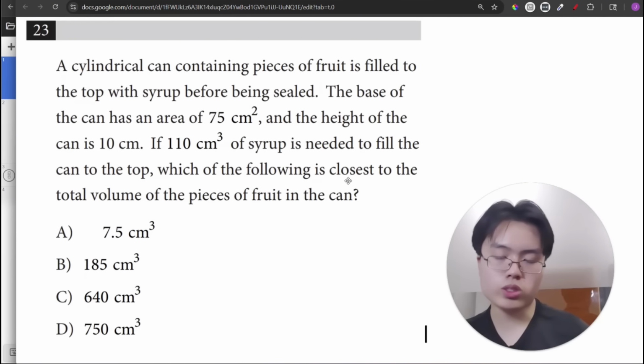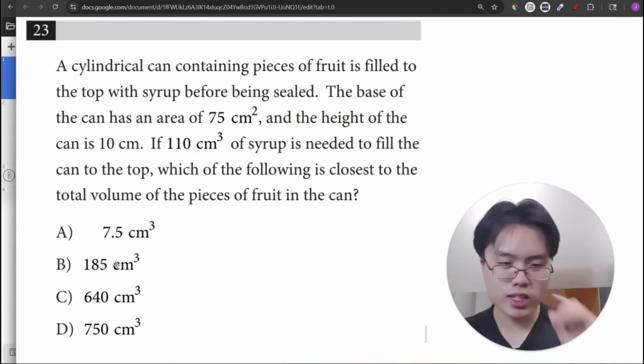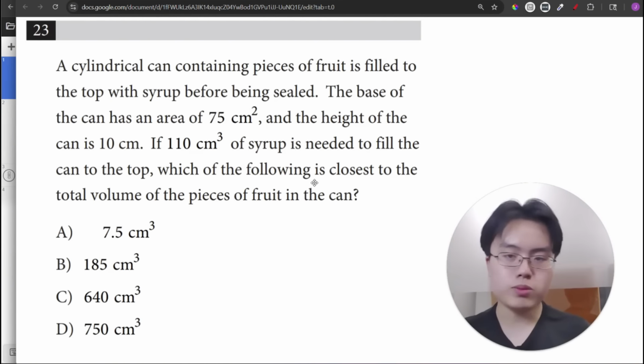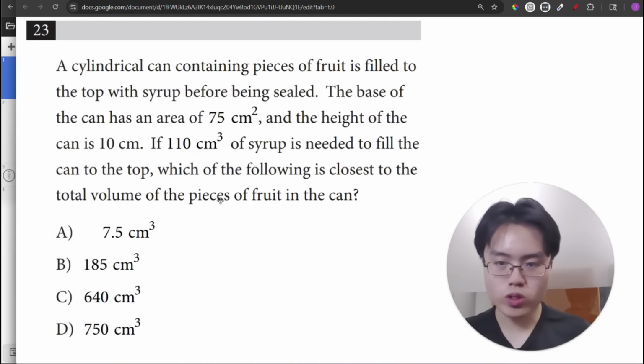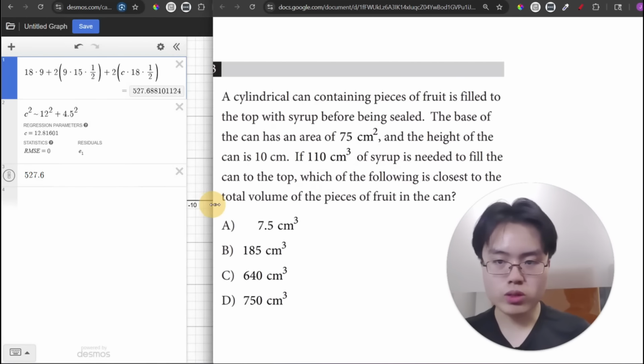If it doesn't say "closest," or doesn't hint that we need to round the answer, then if you don't get the exact answer, you got the question wrong. You have to get the exact answer for multiple choice questions, or you probably made a mistake somewhere. So the following is closest to the total volume of the pieces. Okay, the basic strategy, right?